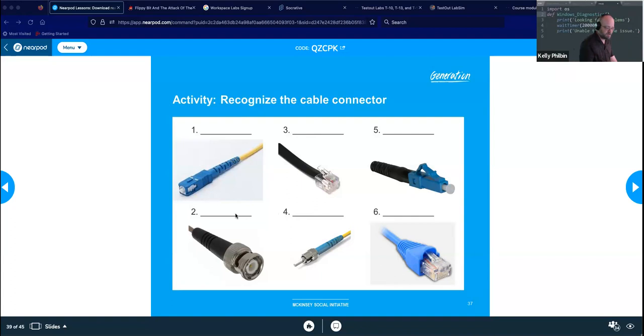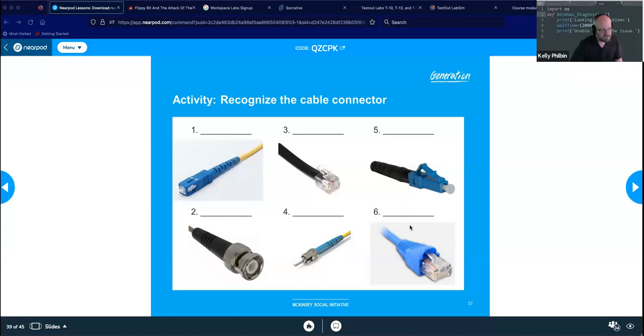Germanesh, can you please tell me what number four is? This is the bottom center one right here. Roundish connector. Has the protruding fiber optic on it. Is that the ST? ST. Very good. Straight tip. So straight tip connector. Very good.